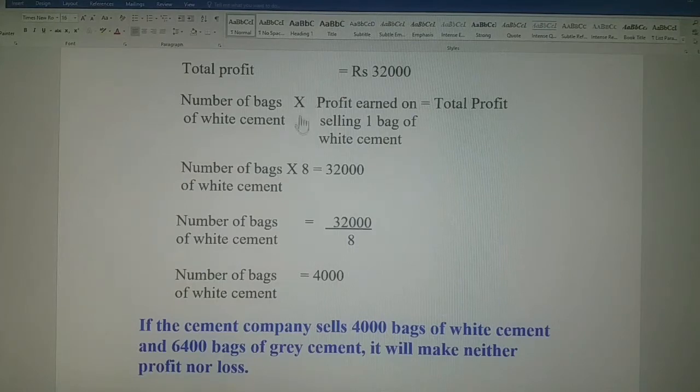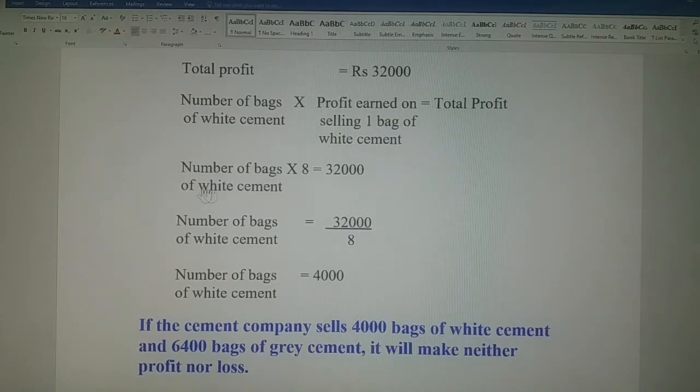Now we know when the company is selling bags of white cement, the companies are earning a profit of 8 rupees per bag. But how many bags they are selling, we have to find out. The total profit we know is 32,000. If one bag is sold, 8 rupees is earned. That means as many bags they sell, multiply by 8, we get 32,000.